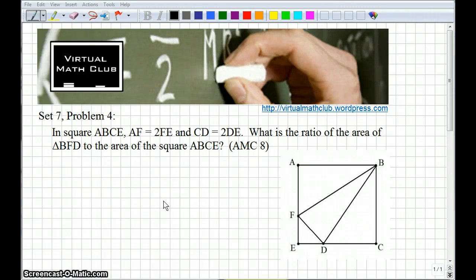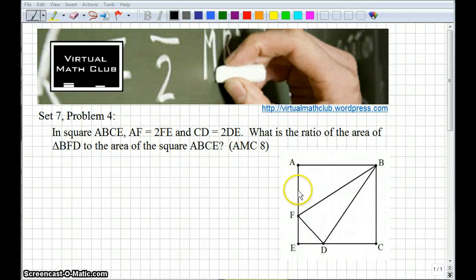Alright, in problem number 4, we're given a square, and the vertices of that square are labeled A, B, C, E, and we're told that the distance from A to F is equal to twice the distance from F to E. So they say AF is equal to 2FE. So they're referring here to the lengths. The length AF is equal to twice FE.